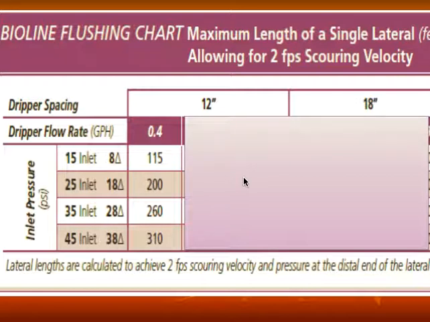So let's take a look at the requirements for inlet pressure for dosing. And actually, it's for flushing. This is the chart right out of the Netafim design manual. Again, we're sticking with the 2 foot per second flushing velocity, the 12-inch emitter spacing with the 0.42 gallon an hour emitter. And what you'll notice over on the left here, we've got the inlet pressures at the beginning of our lateral, and that dictates then the length of that lateral. So you can see the higher the pressure is, the longer the lateral can be.